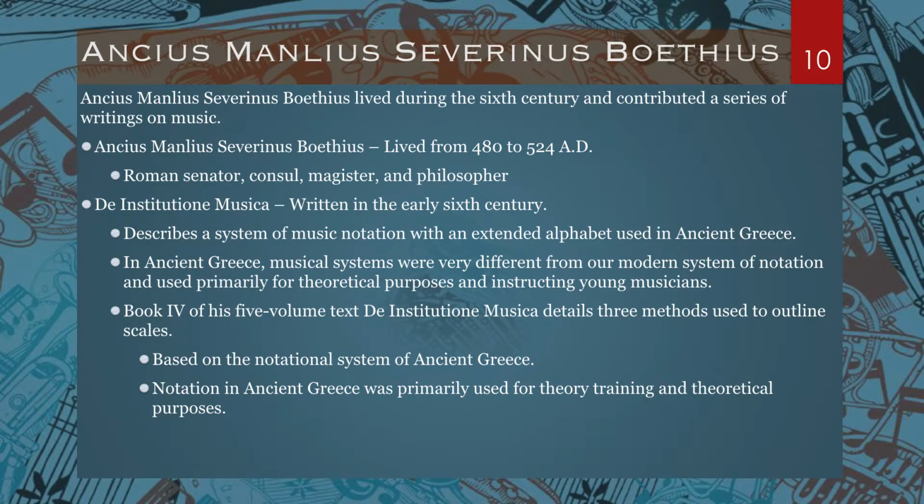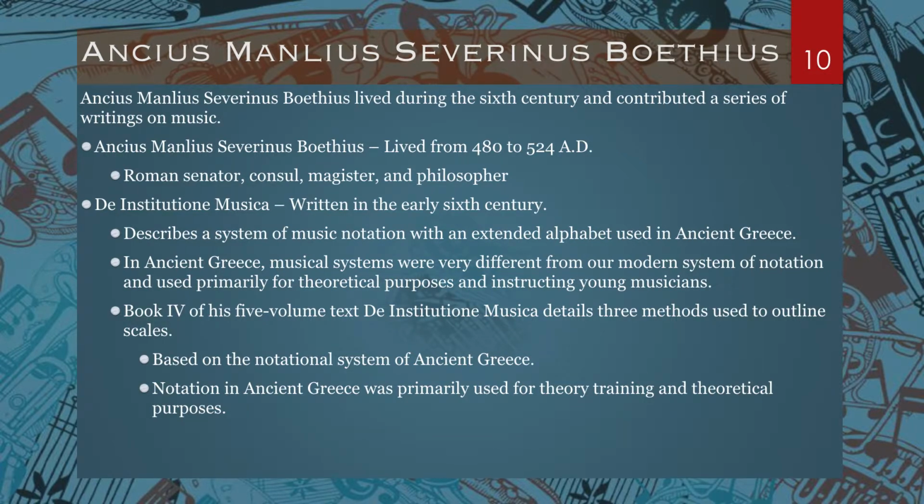So this important theory text describes a system of music notation with an extended alphabet used in ancient Greece. There's a lot more information on this in the textbook, but very quickly, in ancient Greece, musical systems were very different from our modern system of notation and used primarily for theoretical purposes and instructing young musicians. In Book 4 of his 5-volume text, there are 3 methods that are outlined to describe scales.